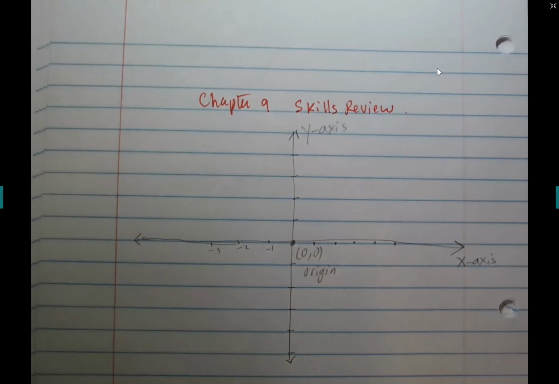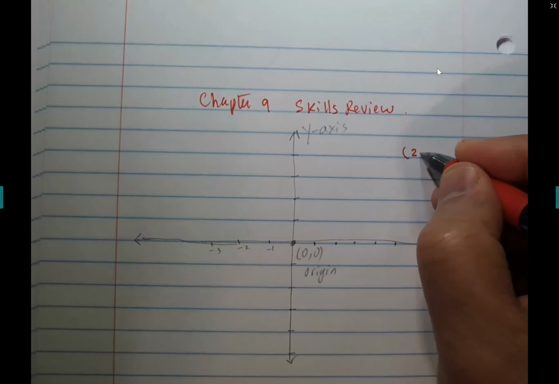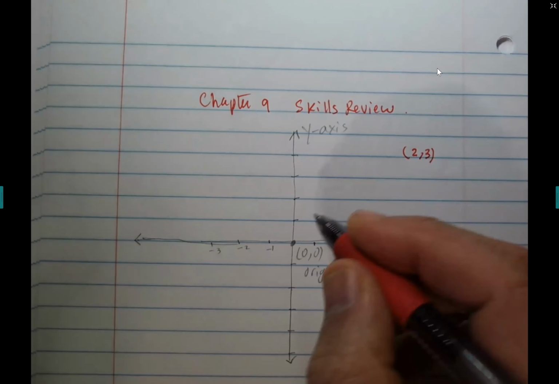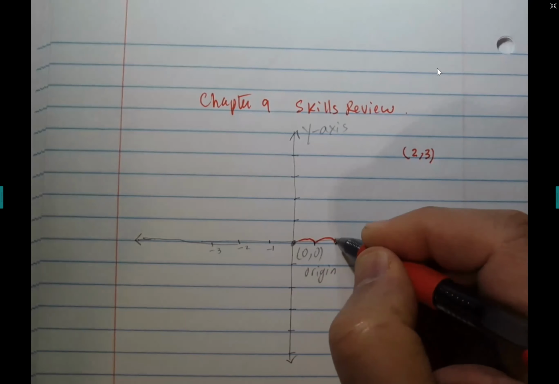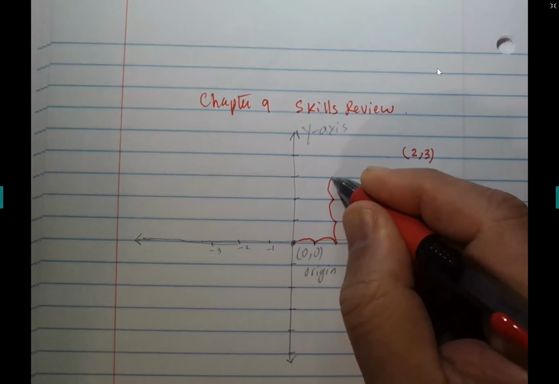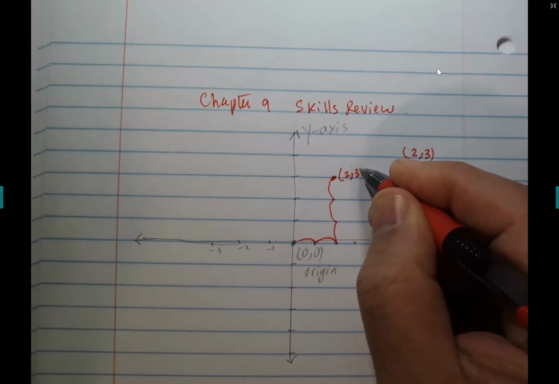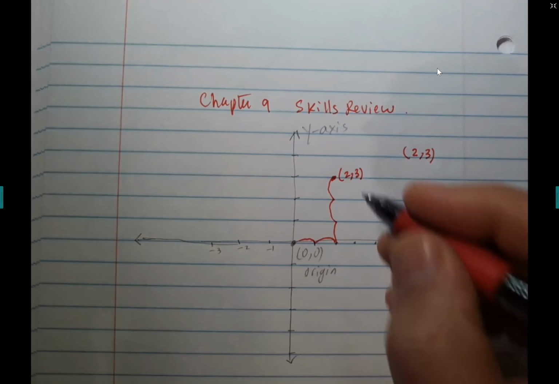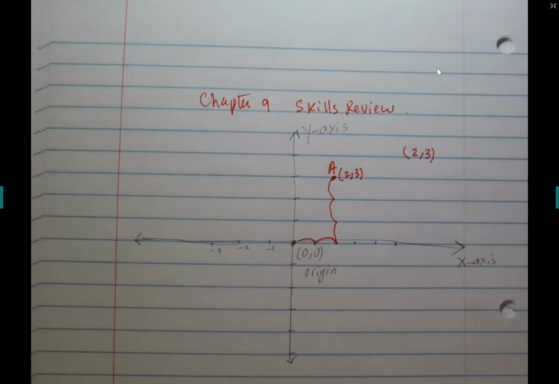And to place a point on this system, you need two coordinates. You need the x and y. For example, if I give you 2, 3, to place this point, guys, you go 2 units to the right, and then you go 3 units up, and that would be your point right here. And this is 2, 3. And you can name the point a letter. They usually use capital letters for points.